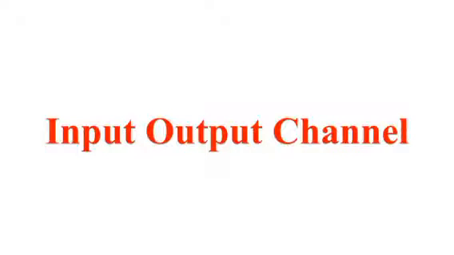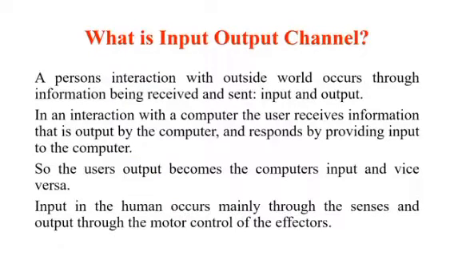This topic is input output channel. So what is the input output channel? A person's interaction with the outside world occurs through information being received and sent, that is the input and output. In an interaction with a computer, the user receives the information that is output by the computer and responds by providing input to the computer. So the user's output becomes the computer's input and vice versa.